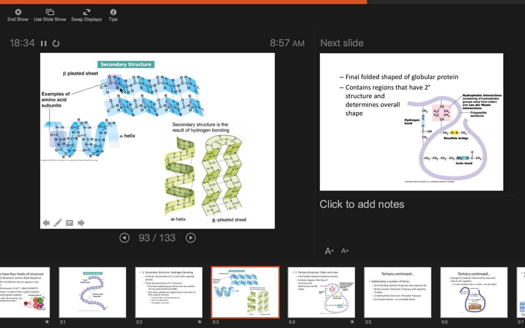They can also form a sheet where it kind of looks like kinks. So we have a string of amino acids this way and then this way, and they are forming these hydrogen bonds, and it forms these little kinks. So these are hydrogen bonds.